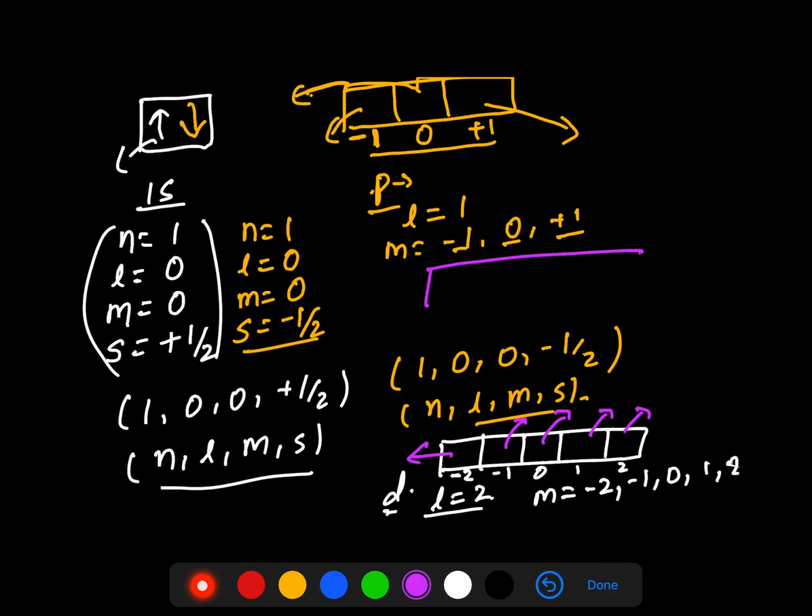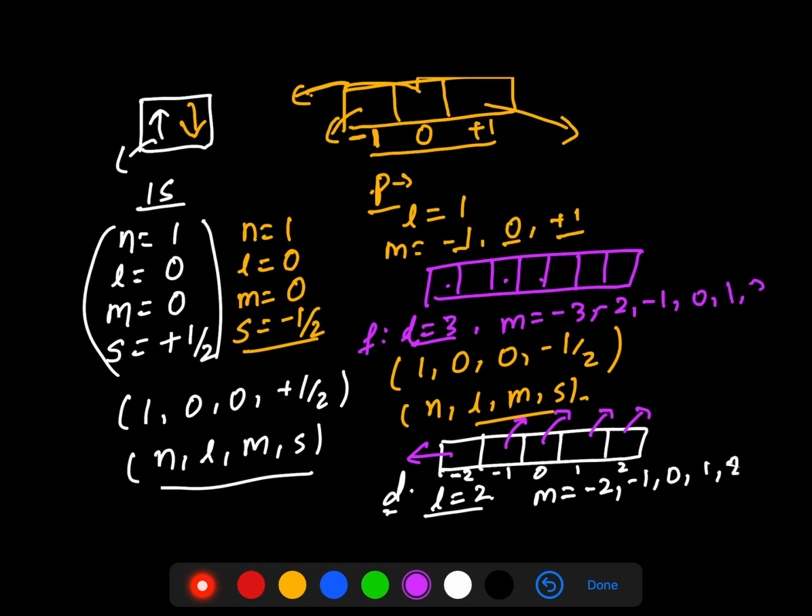Same goes for the f subshell also. The f subshell has 7 orbitals, we know that. For f, the value of L is 3. So the value of m is minus 3, minus 2, minus 1, 0, 1, 2, 3. The electron in this one will have a value of minus 3. This one will have minus 2, minus 1, 0, 1, 2, and 3. This is how you find the values of m.